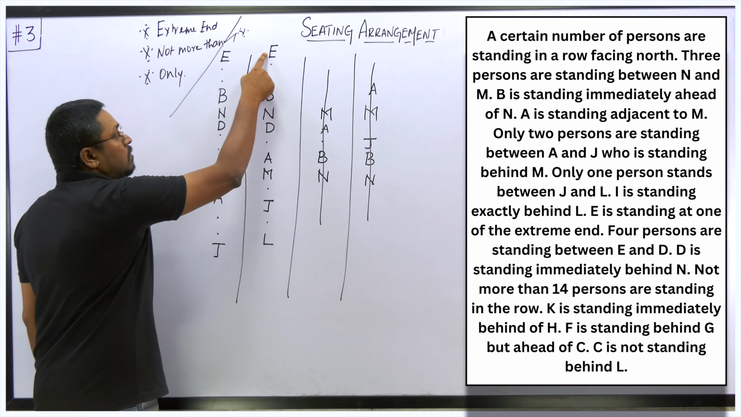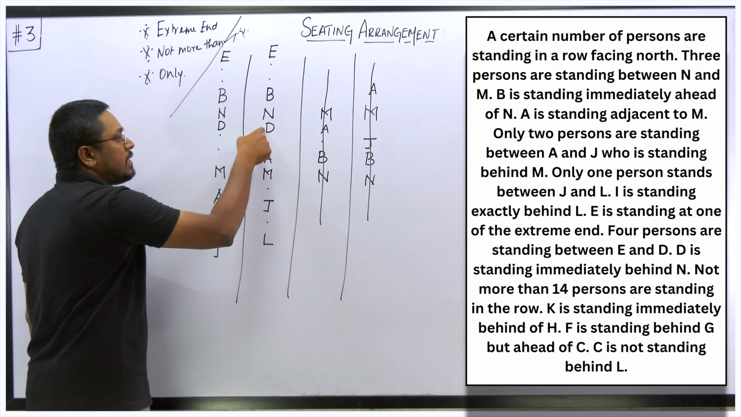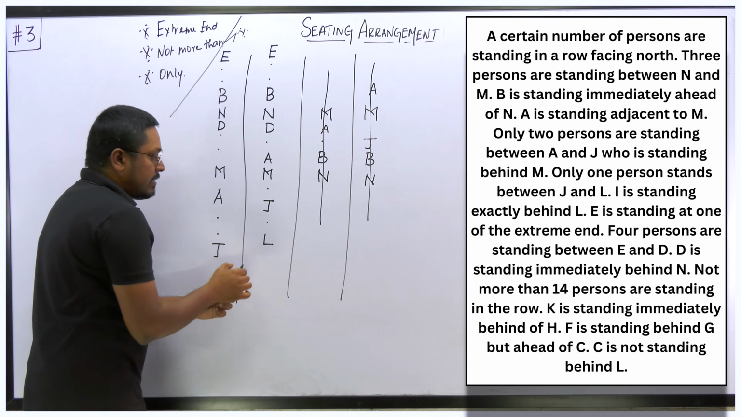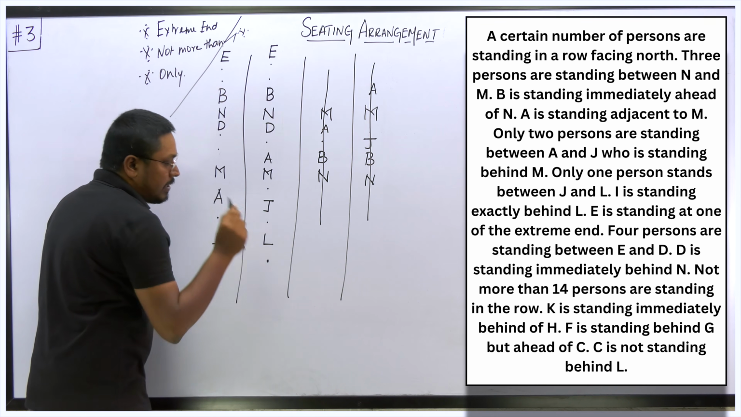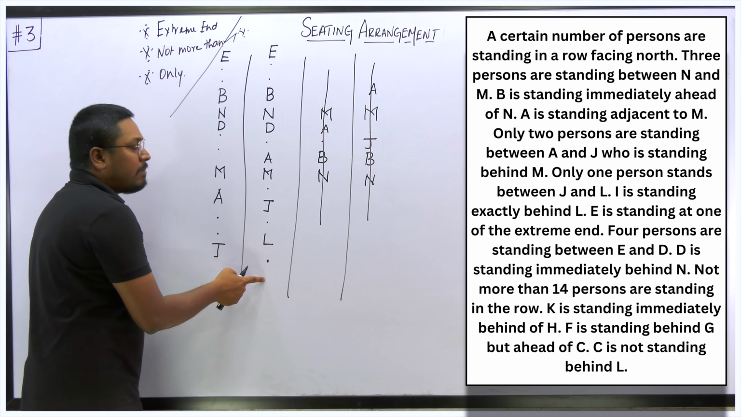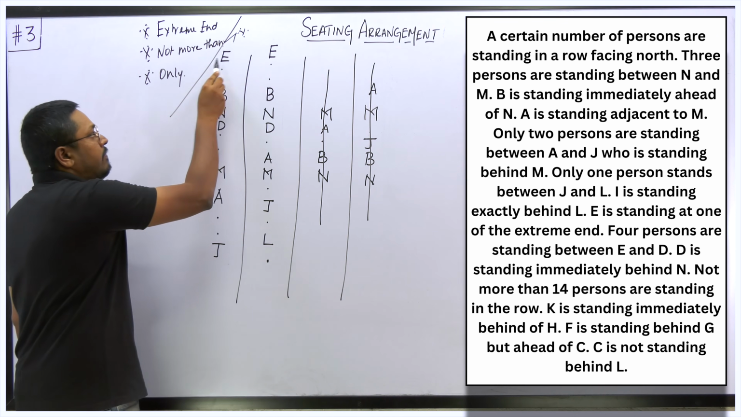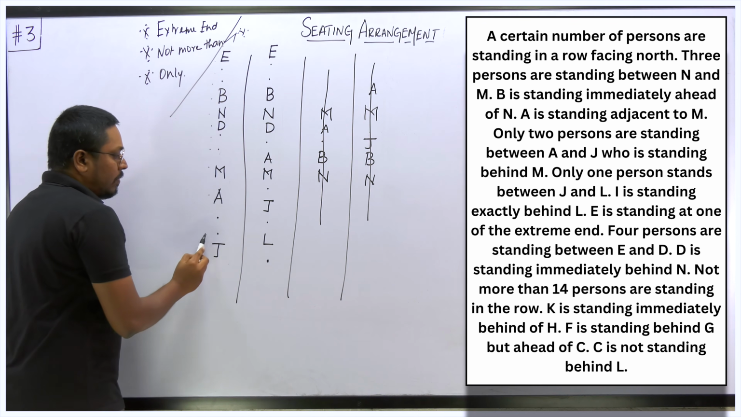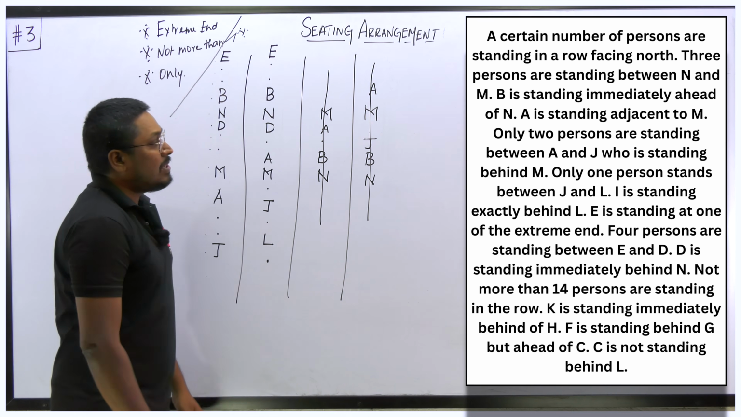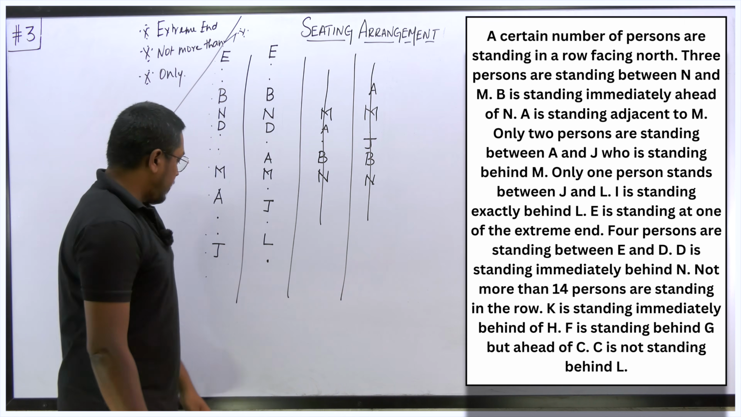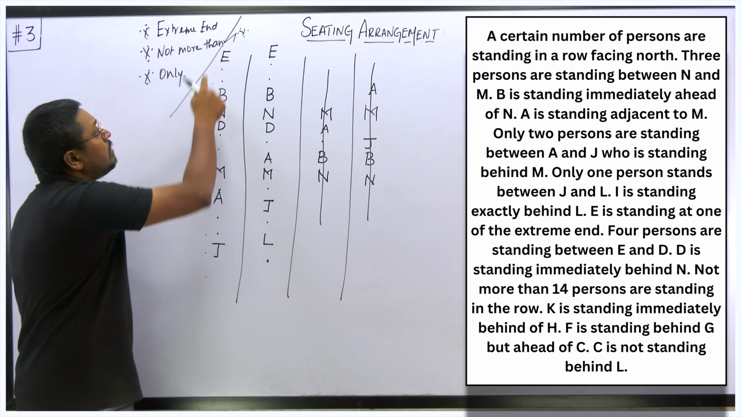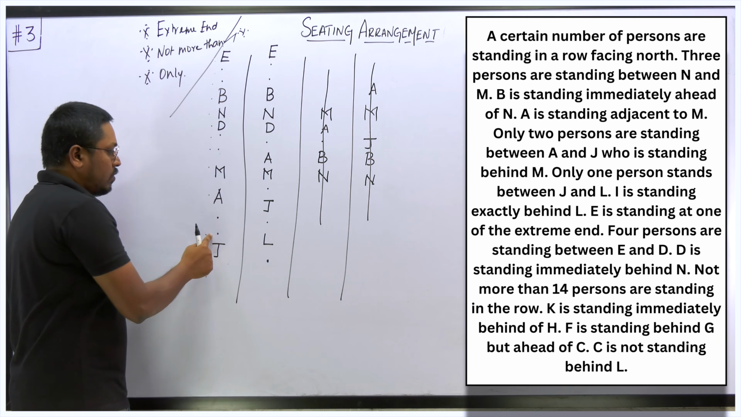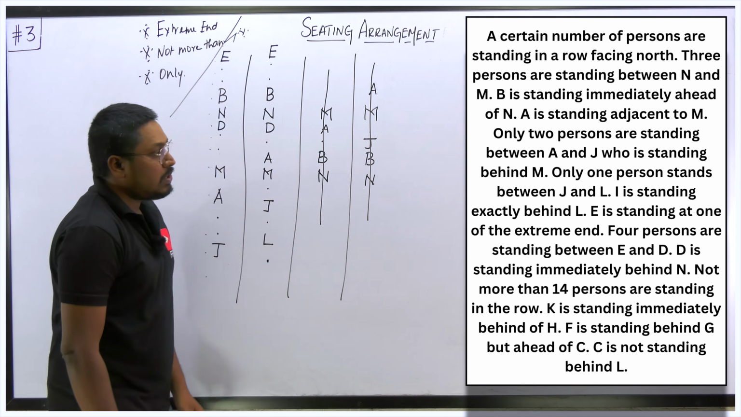So now let me count. So 1, 2, 3, 4, 5, 6, 7, 8, 9, 10, 11, 12, 13. So still one more place is remaining. So that's it. You can't draw another person here. Why? Because not more than 14. So similarly 1, 2, 3, 4, 5, 6, 7, 8, 9, 10, 11, 12, 13, 14. Right? So what about the next point? Similarly we are getting two diagrams.